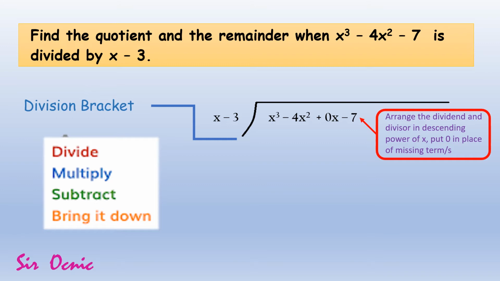Divide x cubed by x, that is equal to x squared. Multiply the quotient to the whole divisor. x squared times x is equal to x cubed, and x squared times negative 3 is equal to negative 3x squared. Then we will subtract. x cubed minus x cubed is equal to 0, and negative 4x squared minus negative 3x squared is equal to negative x squared. Bring down 0x.